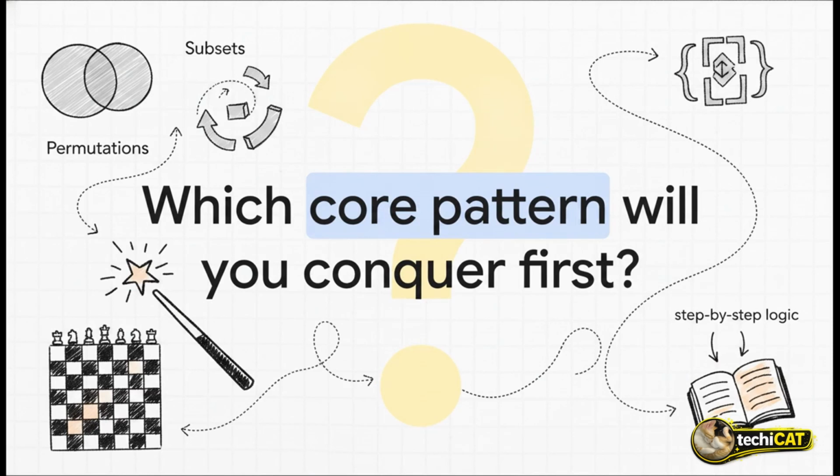So, I'm going to leave you with this final thought. Subsets, permutations, combinations, or n-queens. Which pattern are you going to conquer first, using your new template? The magic has officially been unmasked, the step-by-step logic is right there in your hands, and you know exactly how to back out of the maze.